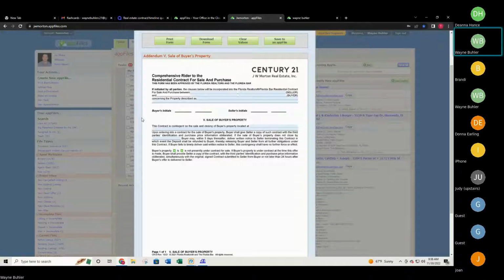If the sale of buyer's property does not close by the blank date, buyer may, within 3 days thereafter, deliver written notice to seller terminating this contract, in which event the deposit shall be refunded to buyer, thereby releasing buyer and seller from all further obligations under this contract. If buyer fails to timely deliver said written notice to seller, this contingency shall have no further force or effect.